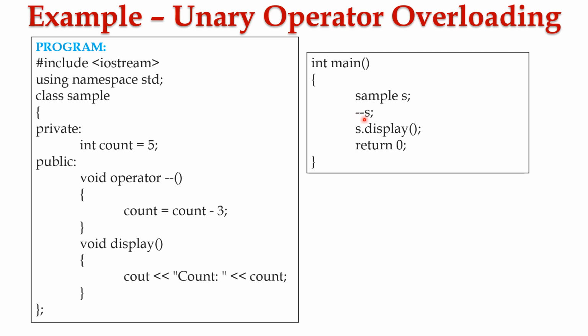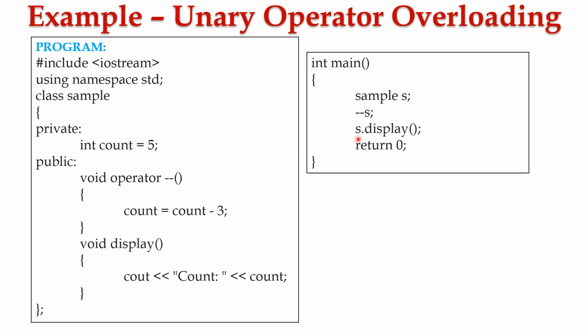Now control moves to the class Sample and finds the operator --. Here it performs count = count - 3, where the value of the variable count is 5. Now it is decremented by 3. Therefore, 5 - 3 is equal to 2. So the value 2 is updated to the variable count. Now the control is shifted to the main method.